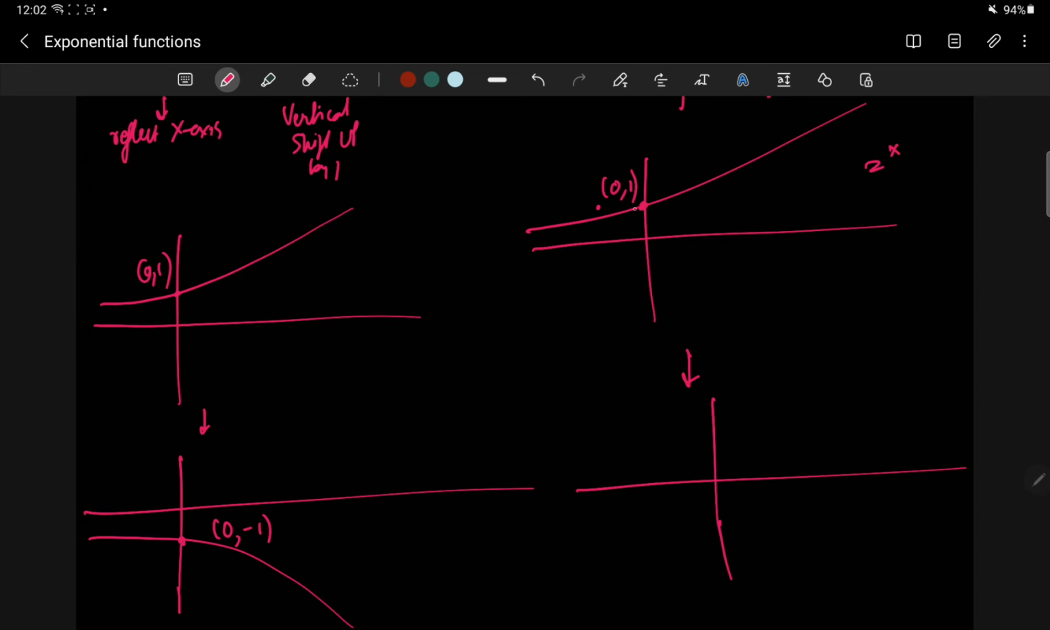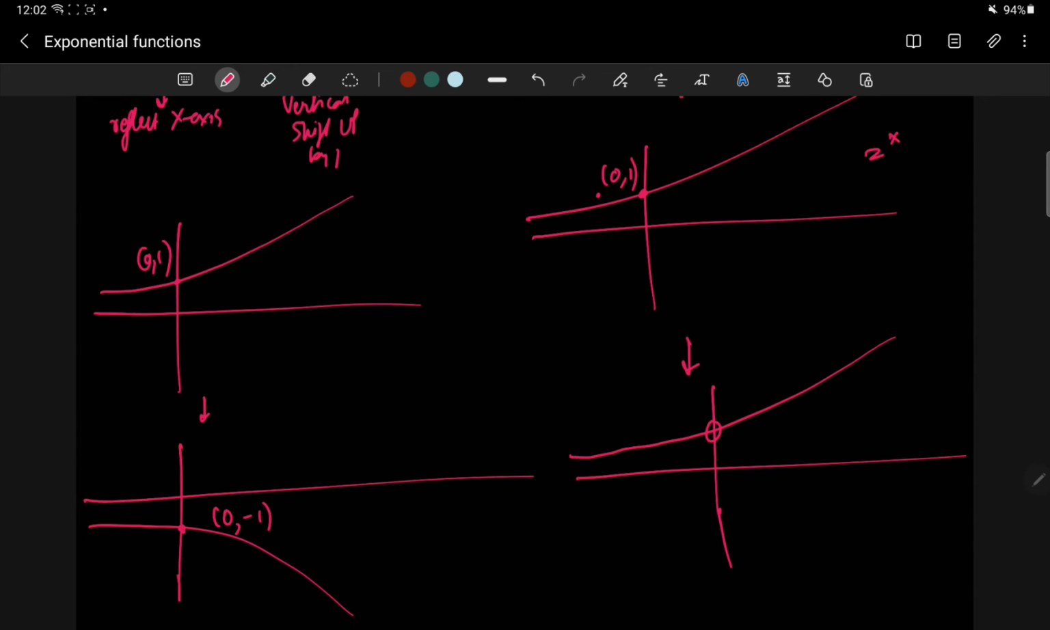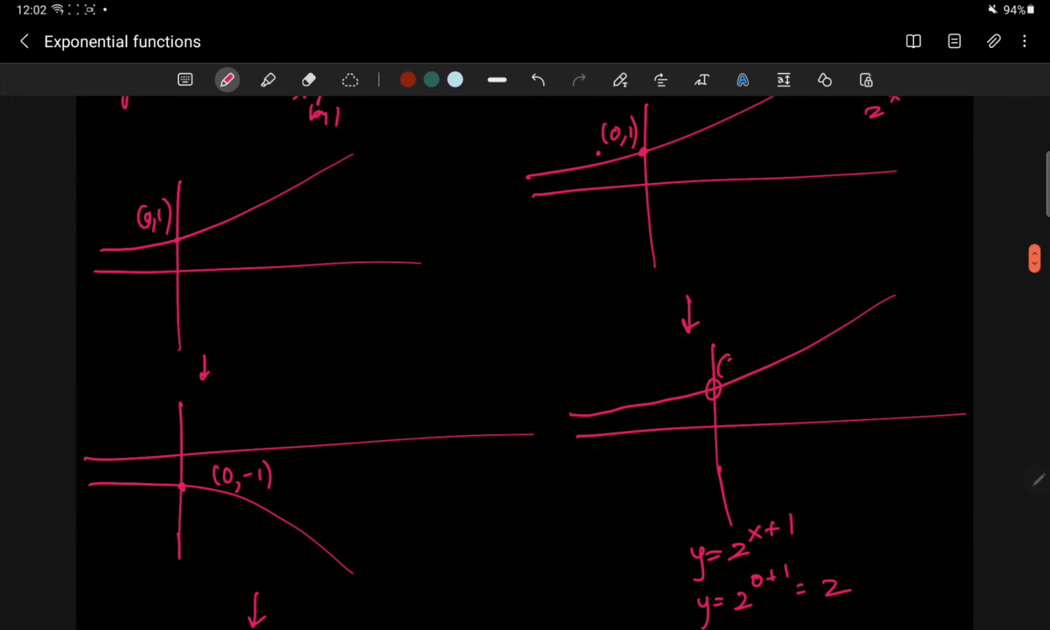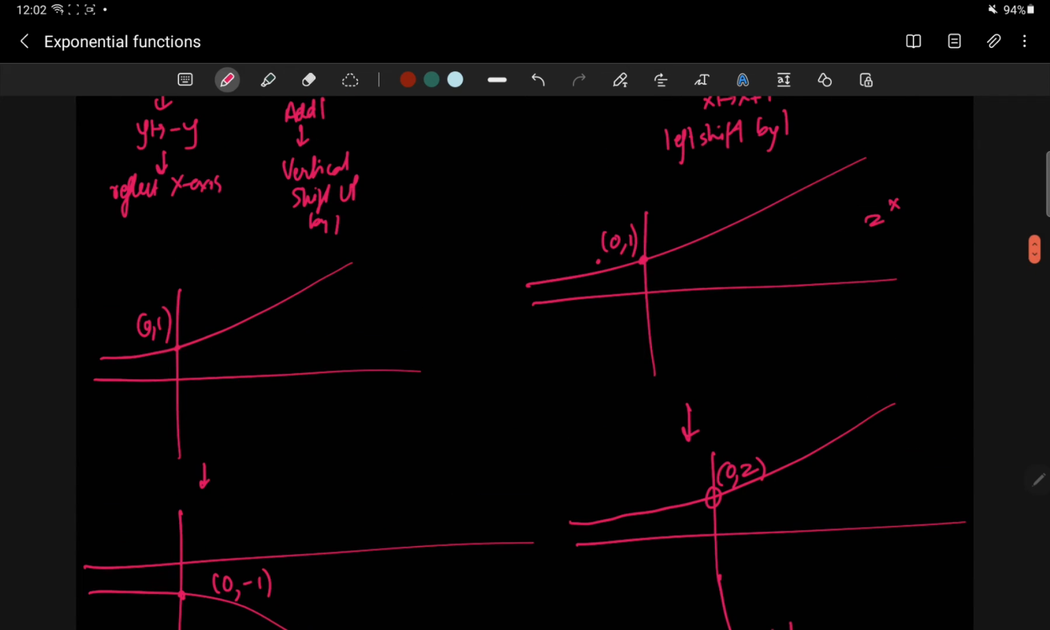So I have to figure out what this new point is going to be. To figure out this point, I need to find what happens when x is 0. So if I have 2 to the x plus 1, when x is 0, this is 2. So this point is now (0, 2), which kind of makes sense, right? The point 2 is somewhere here, so when you move it left, now that's going to be the intercept, while this moves more to the left.